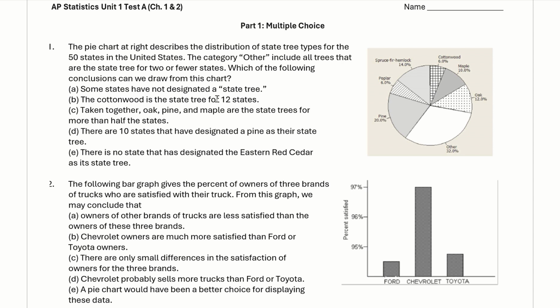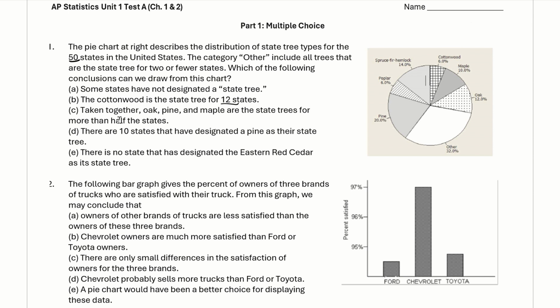B, the cottonwood is the state tree for 12 states. Is that true? Well, there are 50 states, and cottonwood is 6%. If it were 12 states, then 12 out of 50 times 100 is 24%. So it can't be 12, because it's 24%, and it says here clearly it's 6%. So it's actually not 12 states. It's a lot less than that. So we can eliminate B.